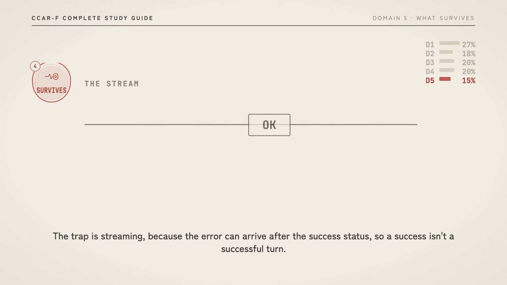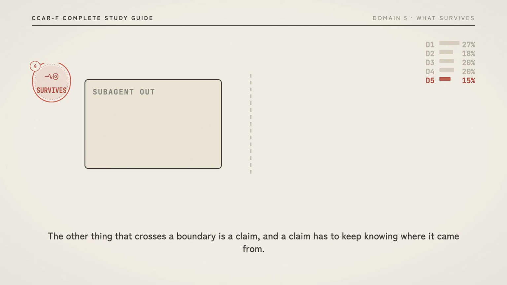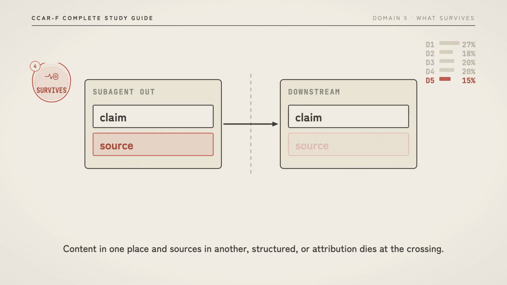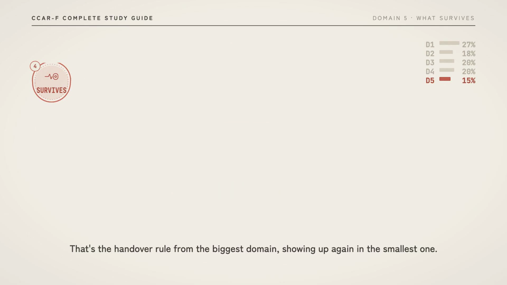The trap is streaming because the error can arrive after the success status, so a success isn't a successful turn. The other thing that crosses a boundary is a claim, and a claim has to keep knowing where it came from. Content in one place and sources in another, structured or attribution dies at the crossing. That's the handover rule from the biggest domain showing up again in the smallest one.